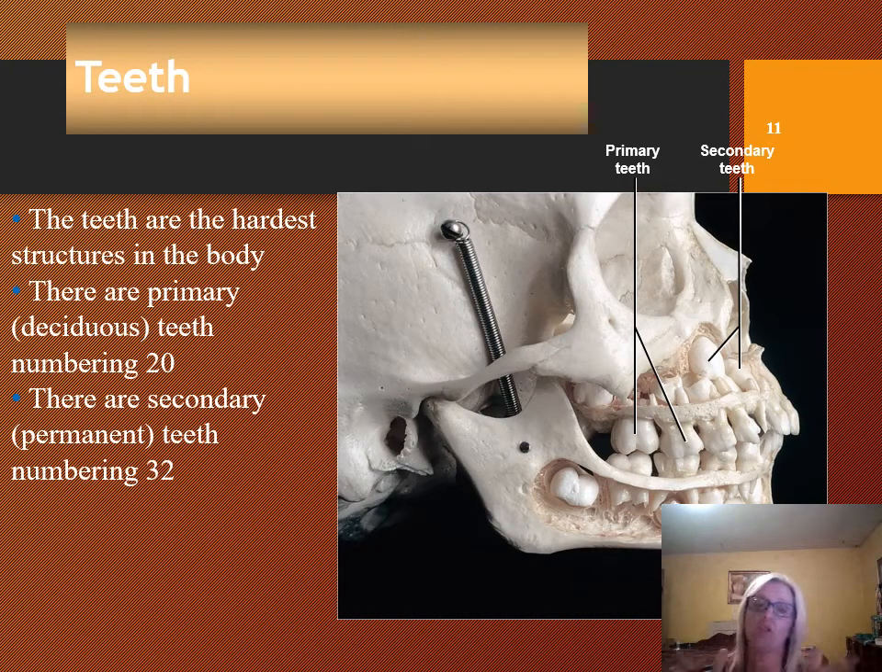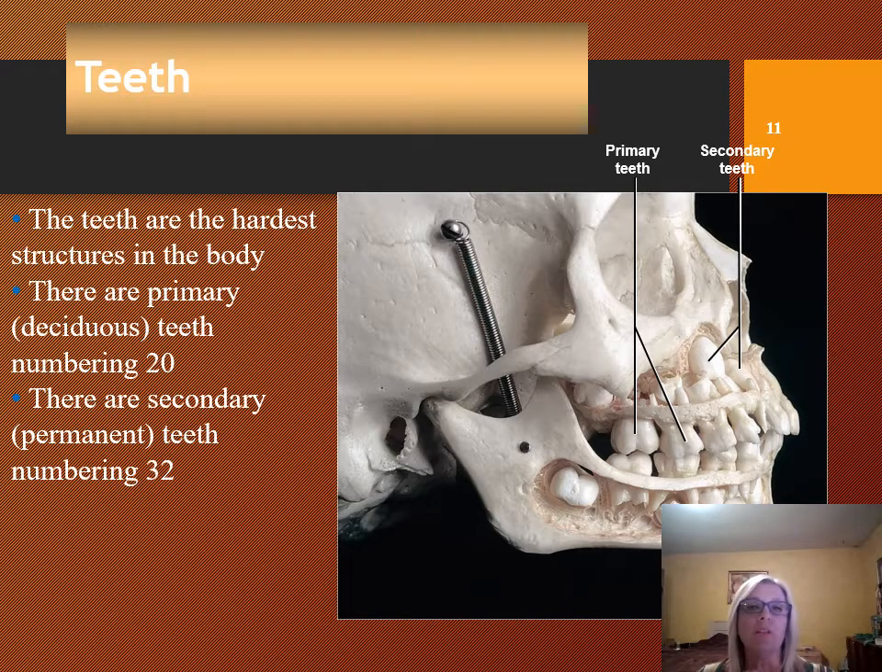If I asked you what system teeth belonged to, most people are going to say the skeletal system. But that's not right. They're not bone. They're not bone at all. They're not part of the skeletal system. These actually contain two different types of proteins that are not found in bone, and they are structurally different than bone. So these are not part of the skeletal system. Teeth are the hardest structures, however, in the body.